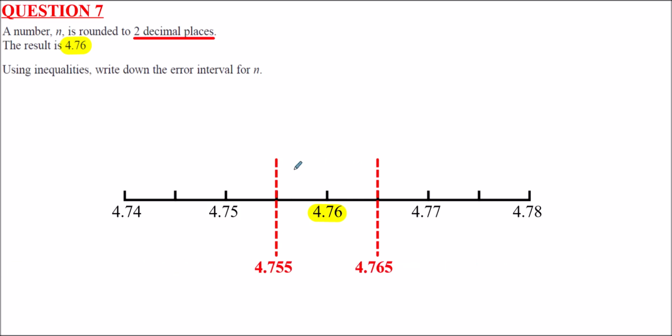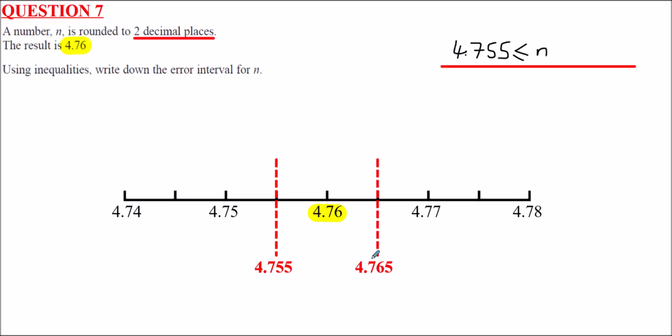We want n to be in between 4.755 but no more than 4.765. So as an inequality, here's what we're going to have. We're allowed to have n as 4.755. If it were that, it would round up to 4.76. Hence this can be equal to n.